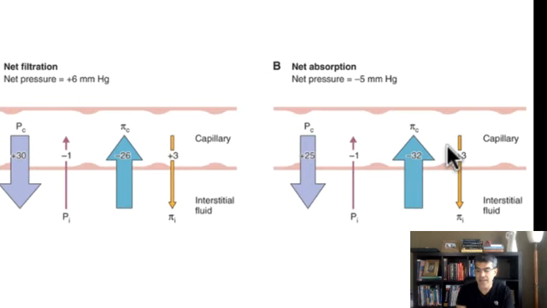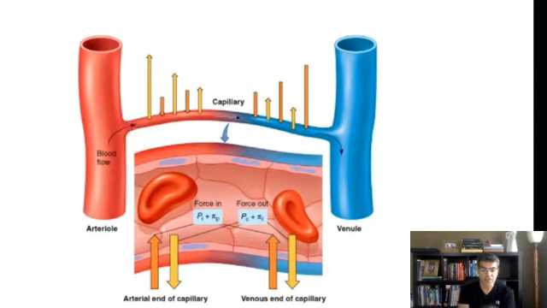It's going to be 28. And this one is going to be 33. 33 minus 28 is 5. So that means at the arterial side, there is a net of 6 millimeters of mercury trying to push the fluid out, and then in the venous side, there are 5 millimeters of mercury force trying to push the fluid back. That's why fluid is going to come back.